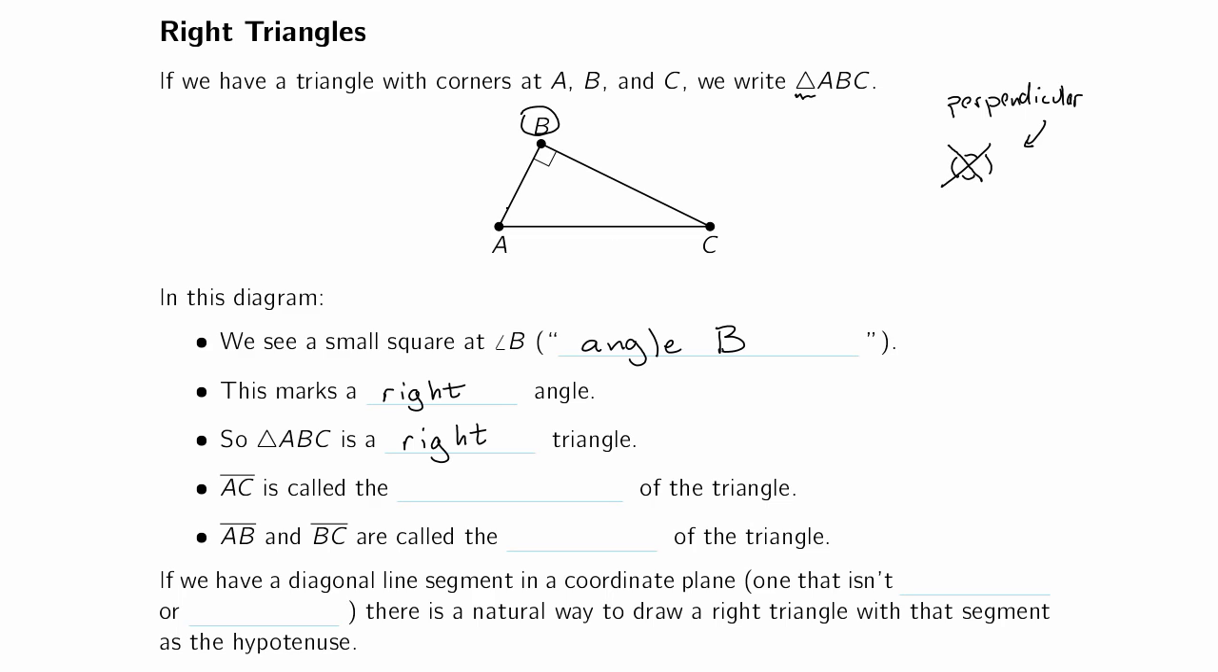In a right triangle like this, the side AC opposite the right angle is called the hypotenuse, and the sides AB and BC that touch the right angle are called the legs. Right, so the side opposite the right angle is the hypotenuse. The other two sides are the legs. Now, why do we like right triangles so much in coordinate geometry? Part of it is that we know a lot about them. We'll review some of that later.